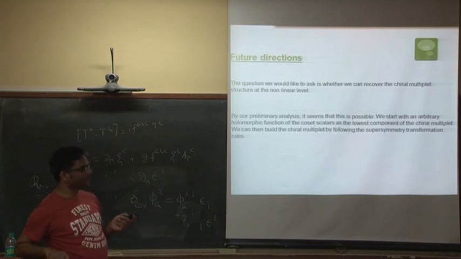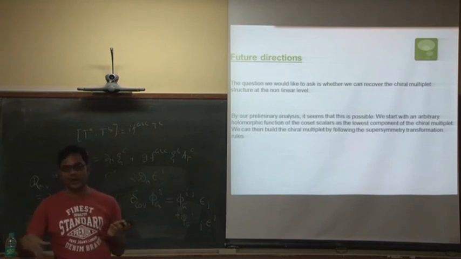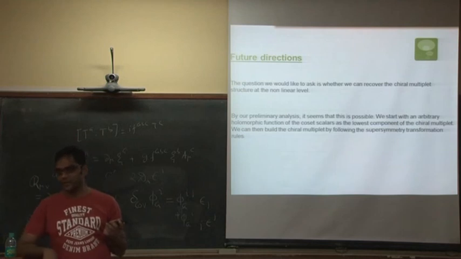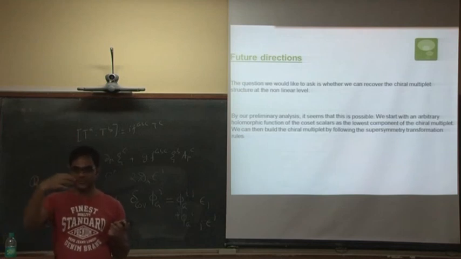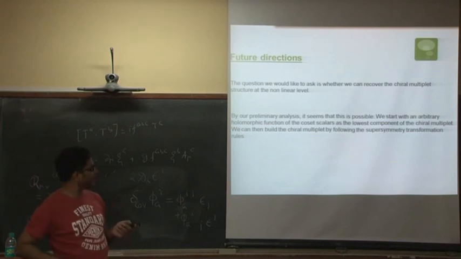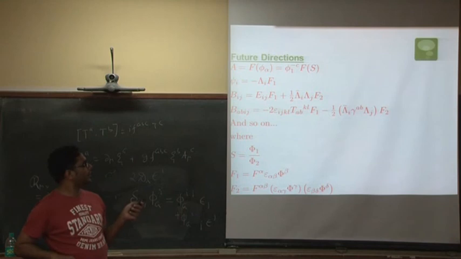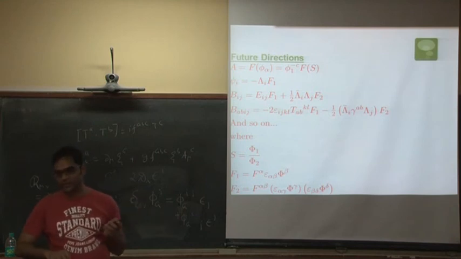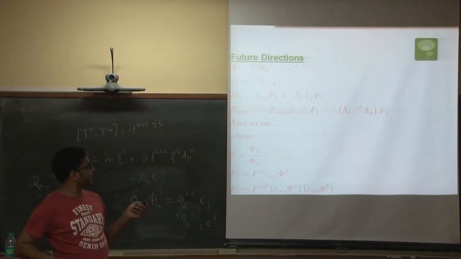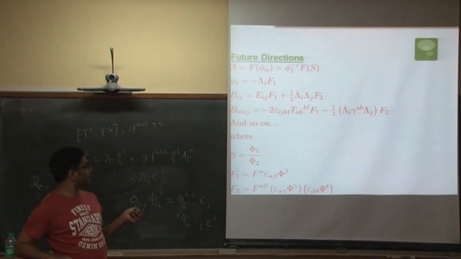And it seems that we can do this where we start with some arbitrary function of this cosine scalar and use supersymmetry variation to just build the chiral multiplet. For example, we can start with an arbitrary function as the lowest component of this chiral multiplet. Let us assume that it has some chiral weight. If it has a chiral weight, then I can write it in a more general form as this. But S is phi 1 over phi 2 again. We do some preliminary calculation and we can write down different components.